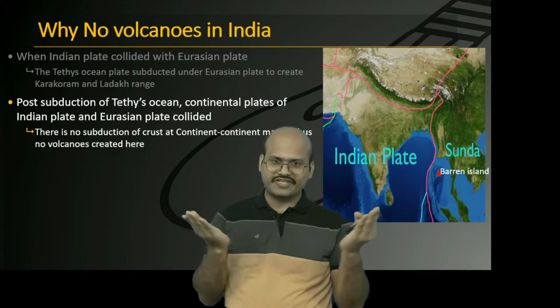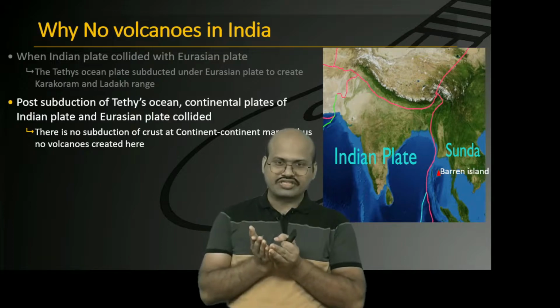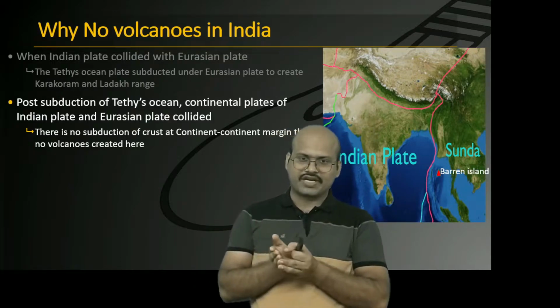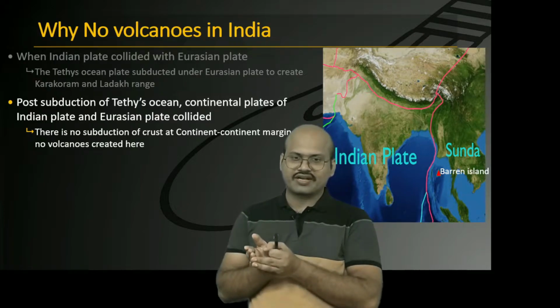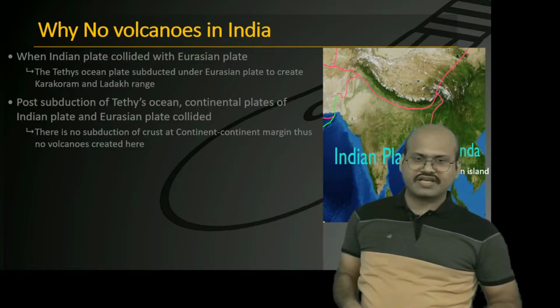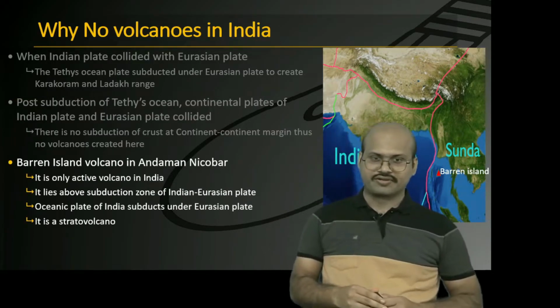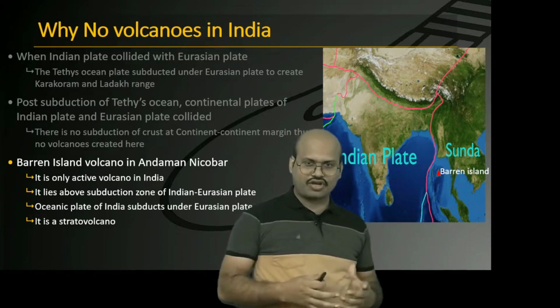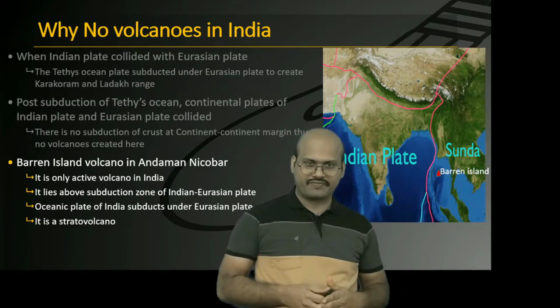Now, when both of these plates collided, there was no oceanic plate here to subduct. The continental crust does not subduct, we have already seen, only the continental crust mantle subducts, but the crust will never subduct, and therefore there is no volcanic activity going on here. However, Barren Island has a volcano which has recently become active.